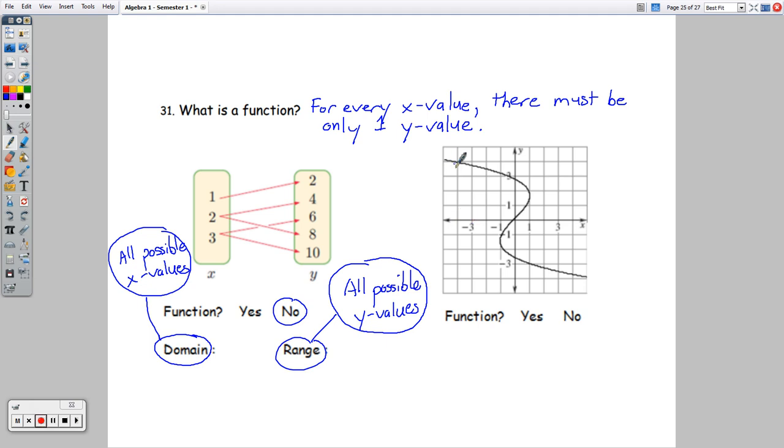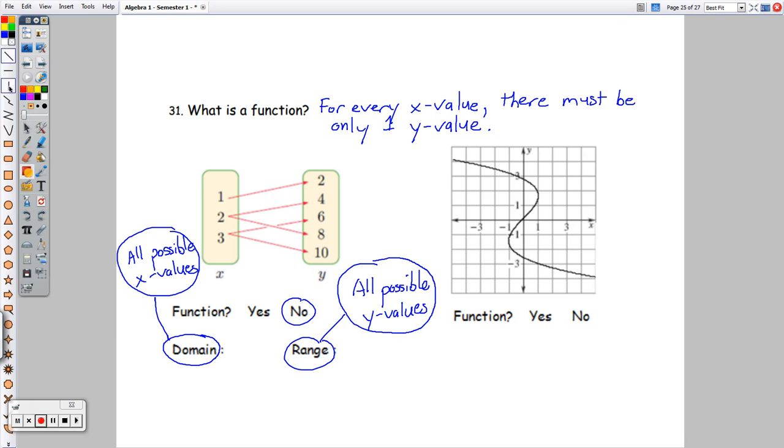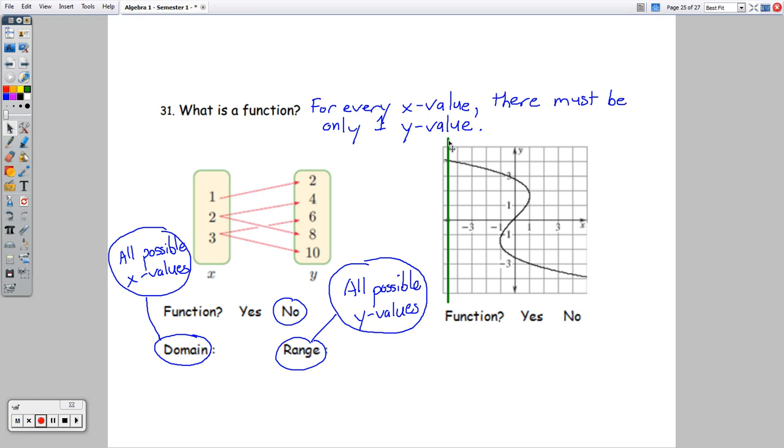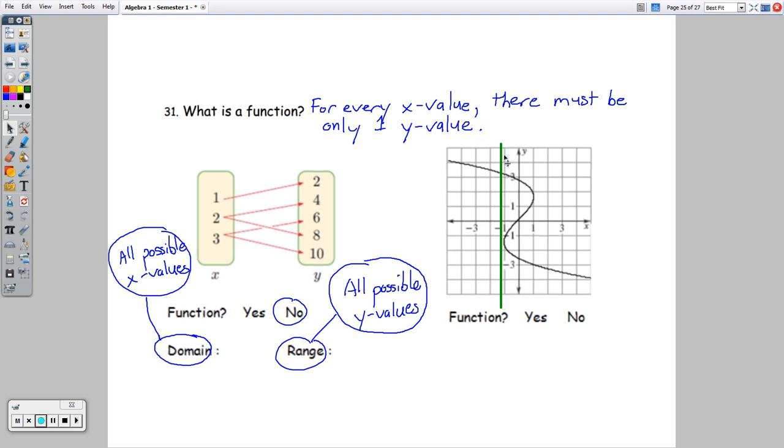If you go along here, you're okay until you get to right about there. So if I draw a vertical line, I'll do this in green, that's fine. If I draw a vertical line like that, and I move it along the function or the potential function, it's okay until I get to here, and then all of a sudden I have an x value of -1 matching up with two different y values on the relation. Now on the function, it's not a function because of that. So I almost misspoke myself there.